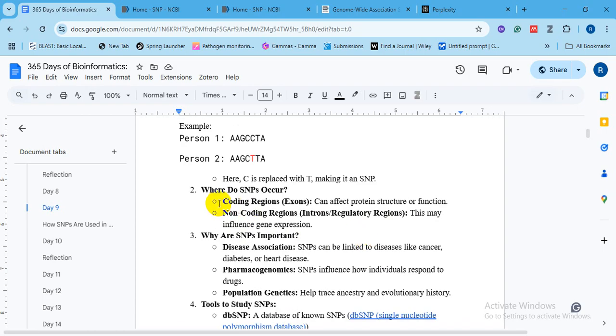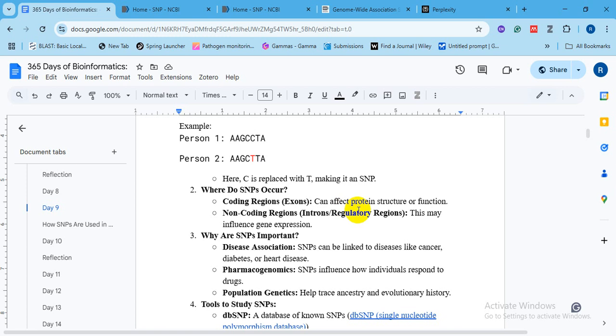Okay, where do SNPs occur? They can be in coding regions or in the non-coding regions. In coding regions, these are called exons. Exons are the areas of the genome that will be expressed, will be transcribed into messenger RNA, then will be translated into protein. Okay, this is the definition of coding regions. So if an SNP is present in these coding regions, it can affect the protein.